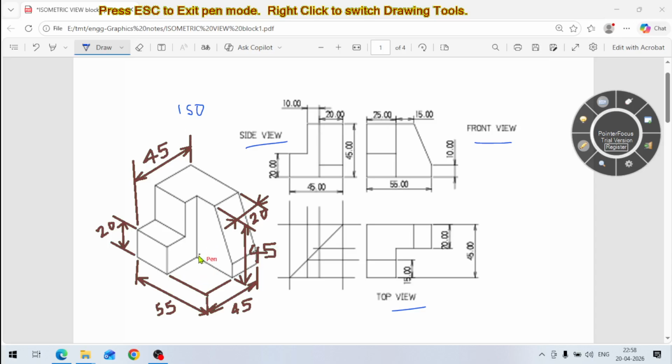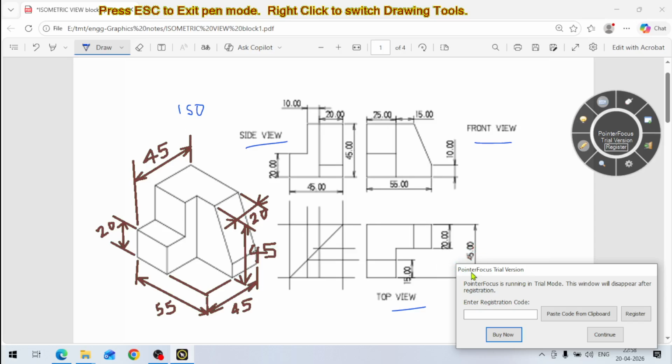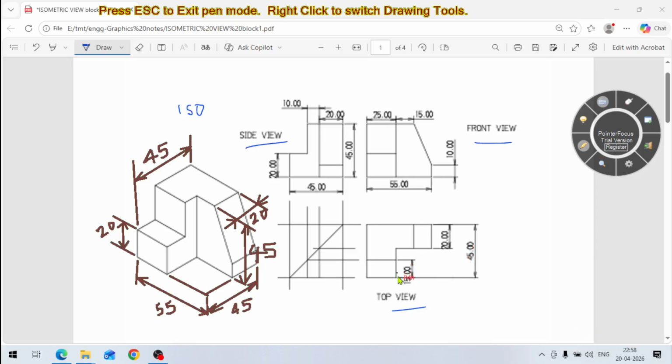Now this step is there. How much is this step? If you see from the top, this step is 15 mm. Here this 20 we have already given, and the total 45 I have given already. So this step is 15 mm. So how to give the dimension of this step? Height we have already given, and this depth, this 15 mm distance, we have to give.